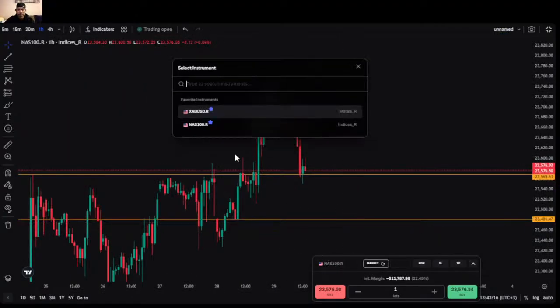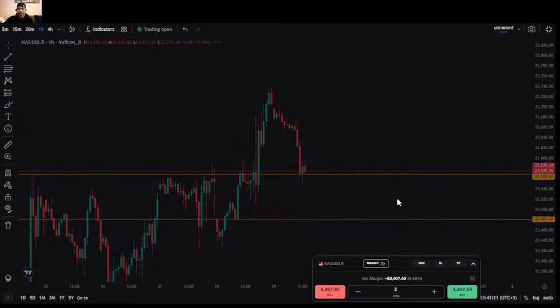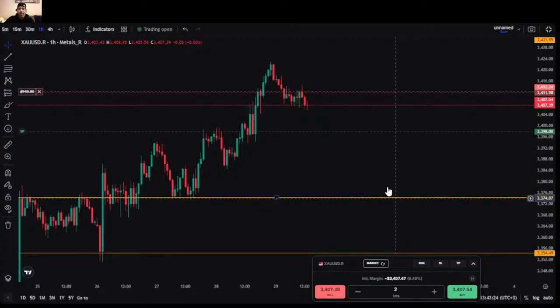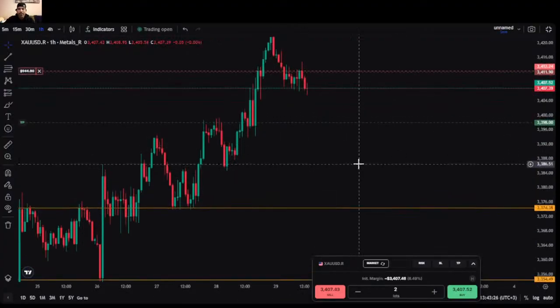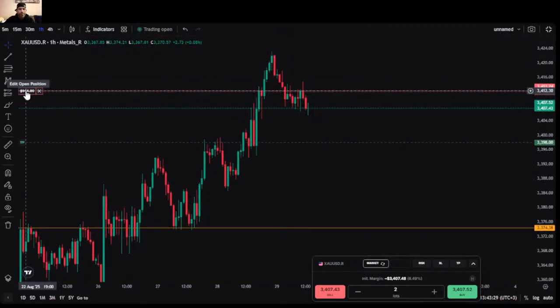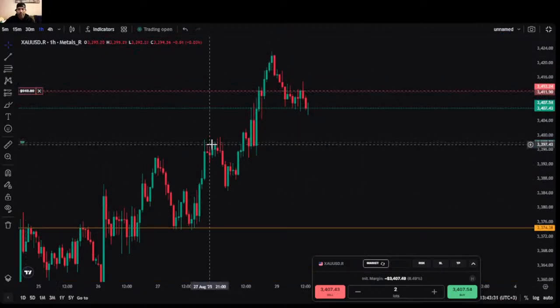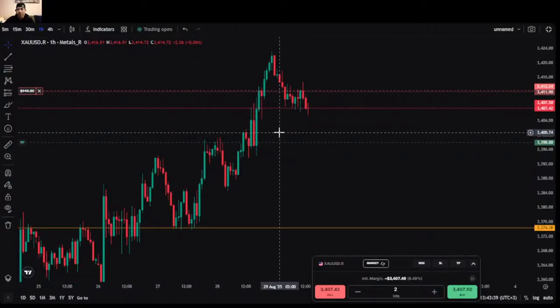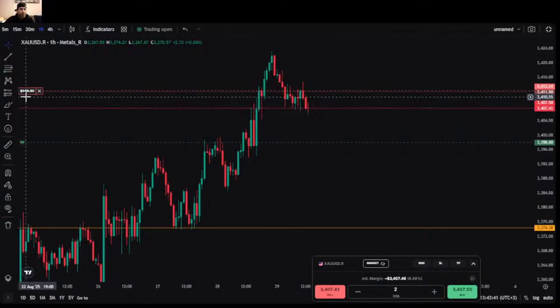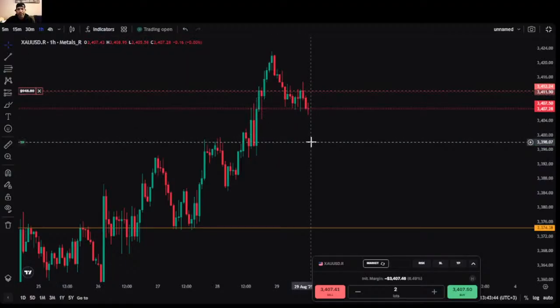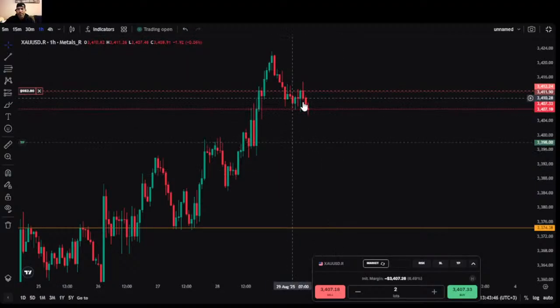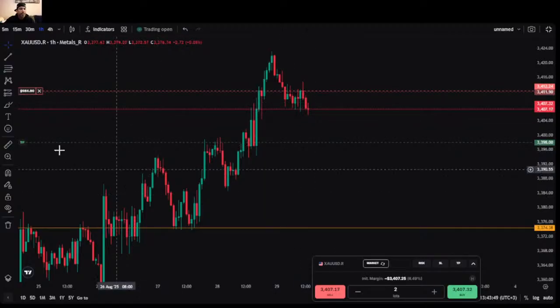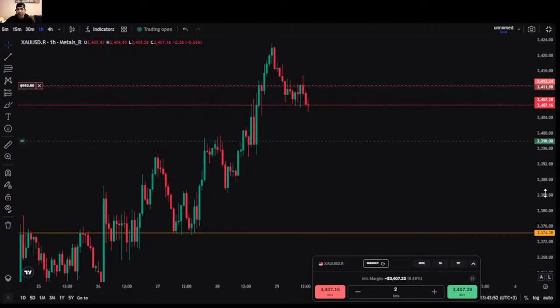Take a look at gold. I have some gold sells running here, I think. Yeah, I'm break even on this trade already. I'm targeting this level, the support level down here. We're currently up about 45 pips or so. So we're holding this trade here, but I want to see if I can find an entry here on stream with you guys.